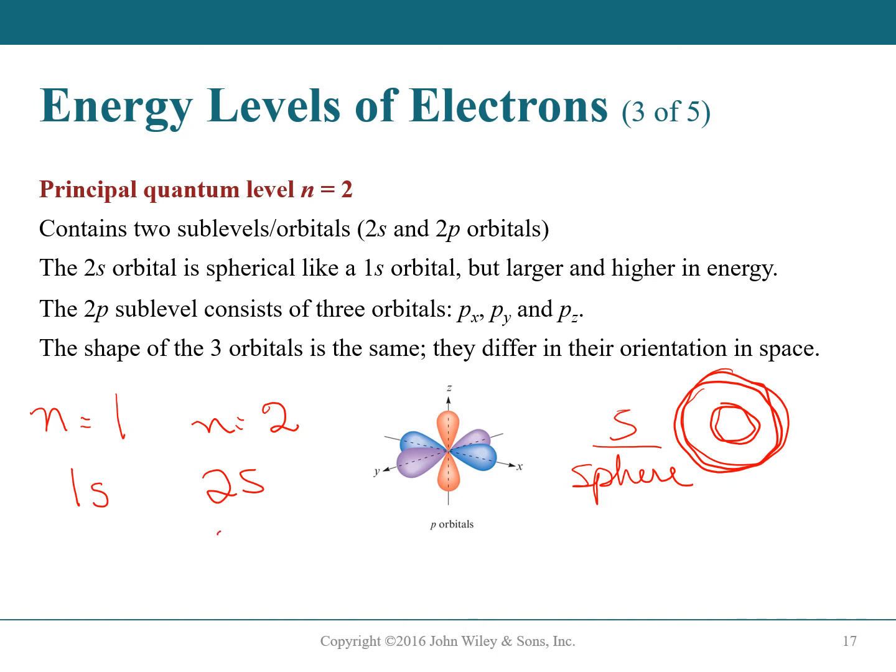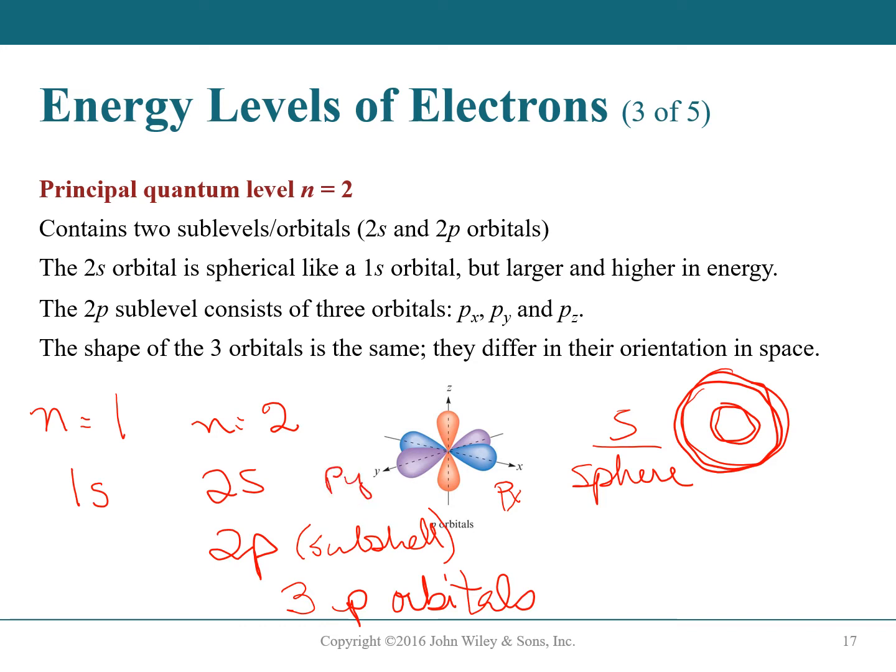And it has 2p. Now with the 2p, that's what we call a subshell. And within it, you have 3 p orbitals. And they're in different colors. So we have one that goes on the x-axis. So this blue one is px. The one that lies on the y-axis, the purple one here, this is py. And the orange-reddish one on the z-axis is pz.